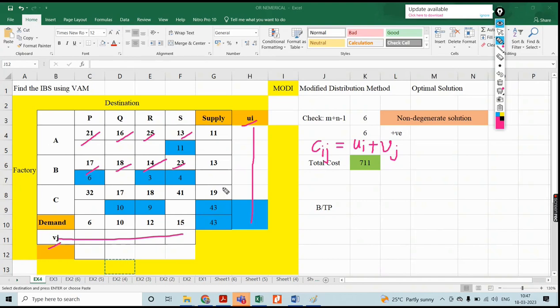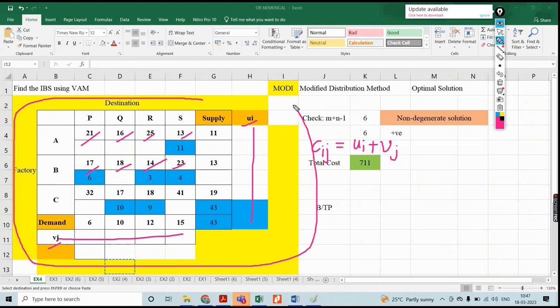Okay, first step is that you have to get the initial feasible solution. Now I got the initial feasible solution, that is 711 rupees. Then what I need to do? I need to make the allocation with respect to the particular cell for Ui and Vj. With respect to that value, we have to make the allocation.